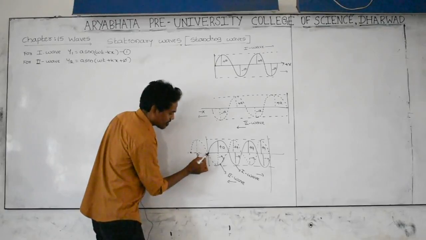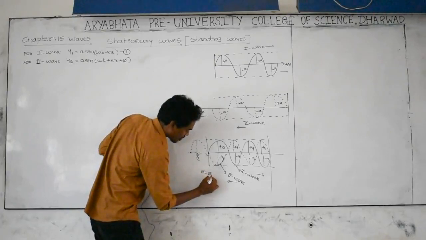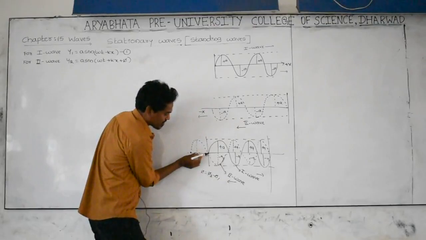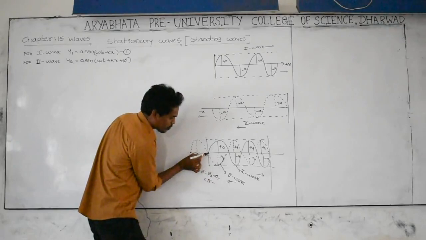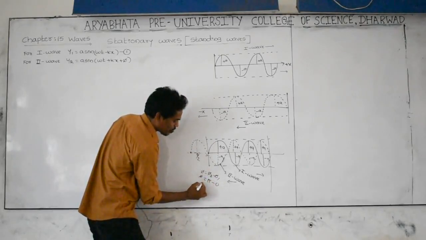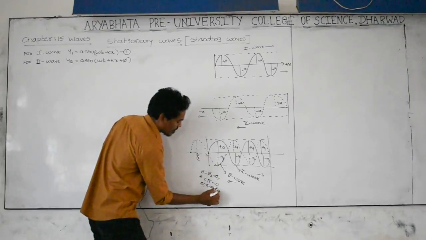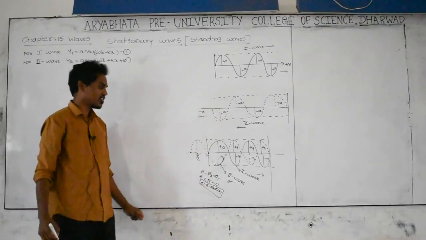At this point the phase difference is pi equals pi 2 minus pi 1. At this point the phase angle for the second wave is 180, which means pi radian, minus the phase angle for the first wave at this point, that is 0, so the phase difference is equal to pi radian. Pi radian means a 180 degree angle. What is the phase difference between the two waves? That is 180 degrees.